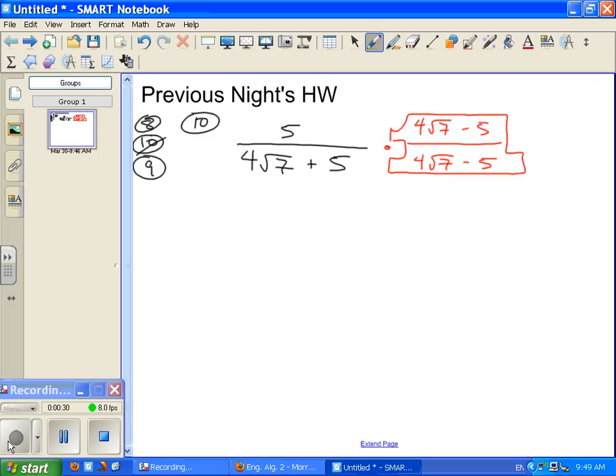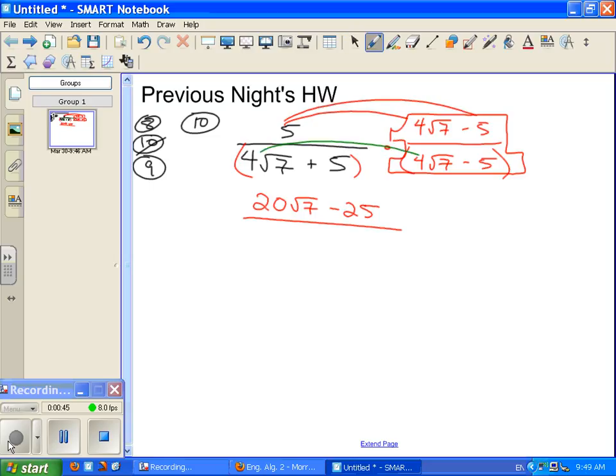Okay, so in the top, when I distribute this one here, I'm going to get 20 square root of 7 minus 25 over, now down here, I have to FOIL this. What is 4 square root of 7 times 4 square root of 7? Probably 16 times 7. I'll take your word for that. Okay, 112. I don't want to think that hard.